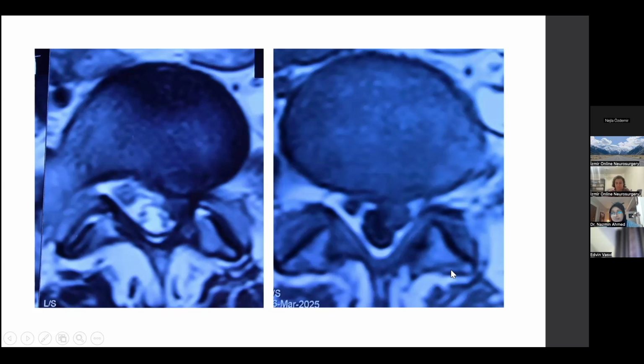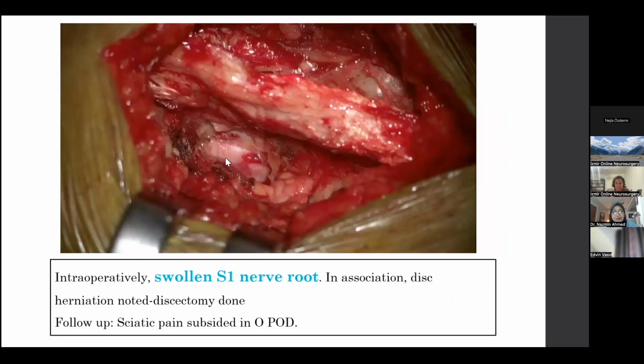In the operation, this is the perioperative picture: a hugely swollen S1 nerve root. After retraction of the nerve root, there is a small disc herniation. We incised the disc material to decompress the nerve root, but the migratory component was very small and densely adhered to the nerve root. To avoid inadvertent injury, we left it behind. We ensured adequate decompression by foraminotomy and wide fenestration. So this is the case I have for today.